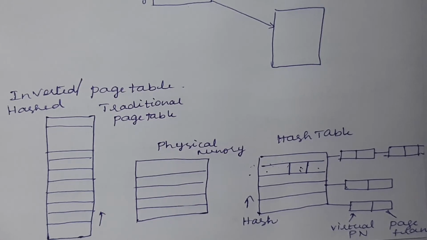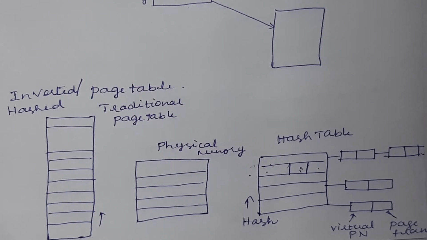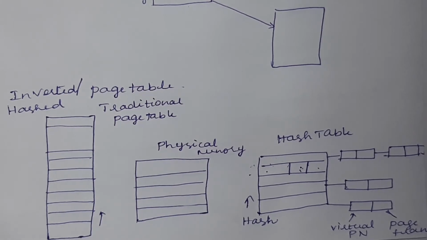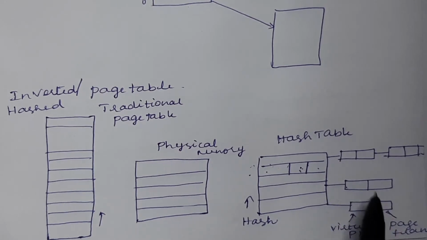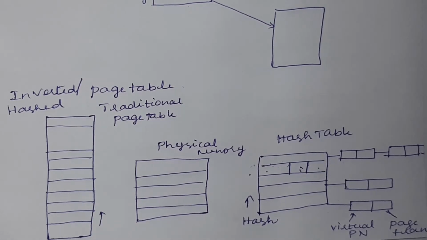But even in this hash table, we have a disadvantage, as we are unable to store all the page table entries at a stretch in the hash table. If we follow this linked list concept, then because of that we can store many entries. That could be the advantage of this hash table.